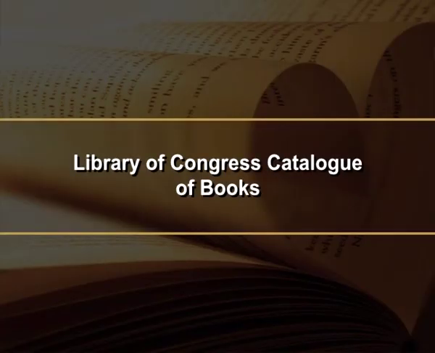Language is one of the constraints. Compilation and arrangement of entries in the bibliography is another barrier. For example, Library of Congress Catalogue of Books, British Museum General Catalogue of Printed Books, Bibliotheca Universalis and Cumulative Book Index.